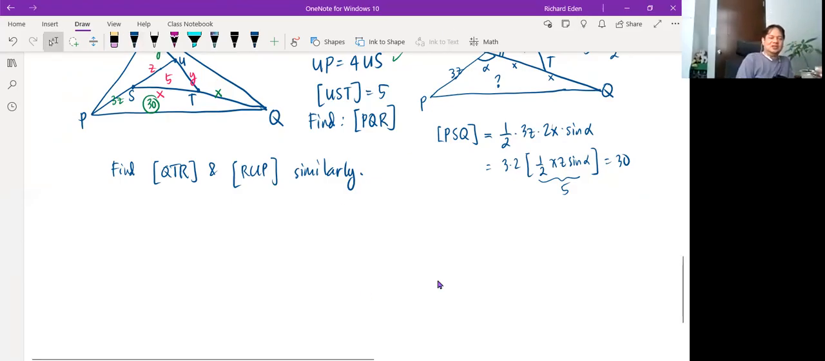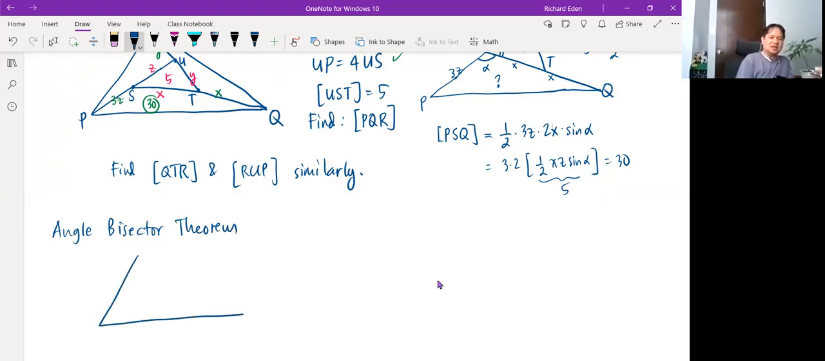Another consequence of the law of sines is the angle bisector theorem. The angle bisector theorem says that if you have a triangle ABC, with the usual labels, this is small b, this is small c, and of course BC is small a. Suppose from A we draw this segment which bisects angle A.